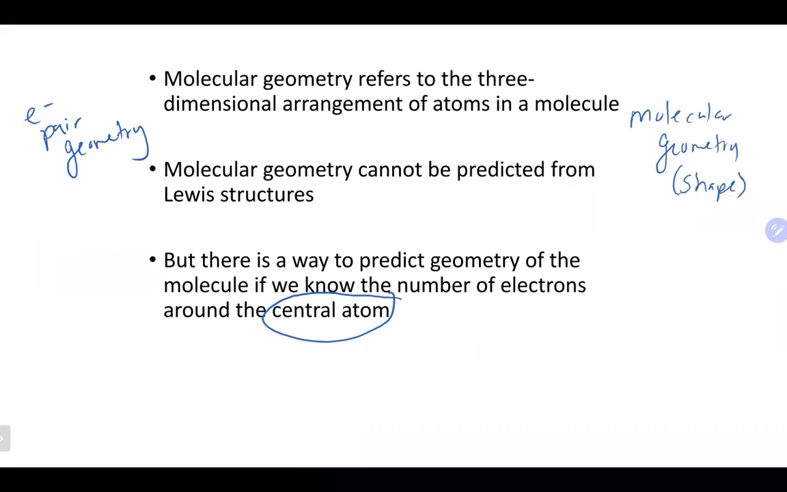Based on the electrons that are around the central atom and the type of electrons that are there, bonding electrons, non-bonding electrons, it can have an effect on the overall actual shape of the molecule. And that is what is known as the molecular geometry. So we're going to talk about two different names as we go through this. Again, one is the electron pair geometry, one is the molecular geometry, or the shape of it.